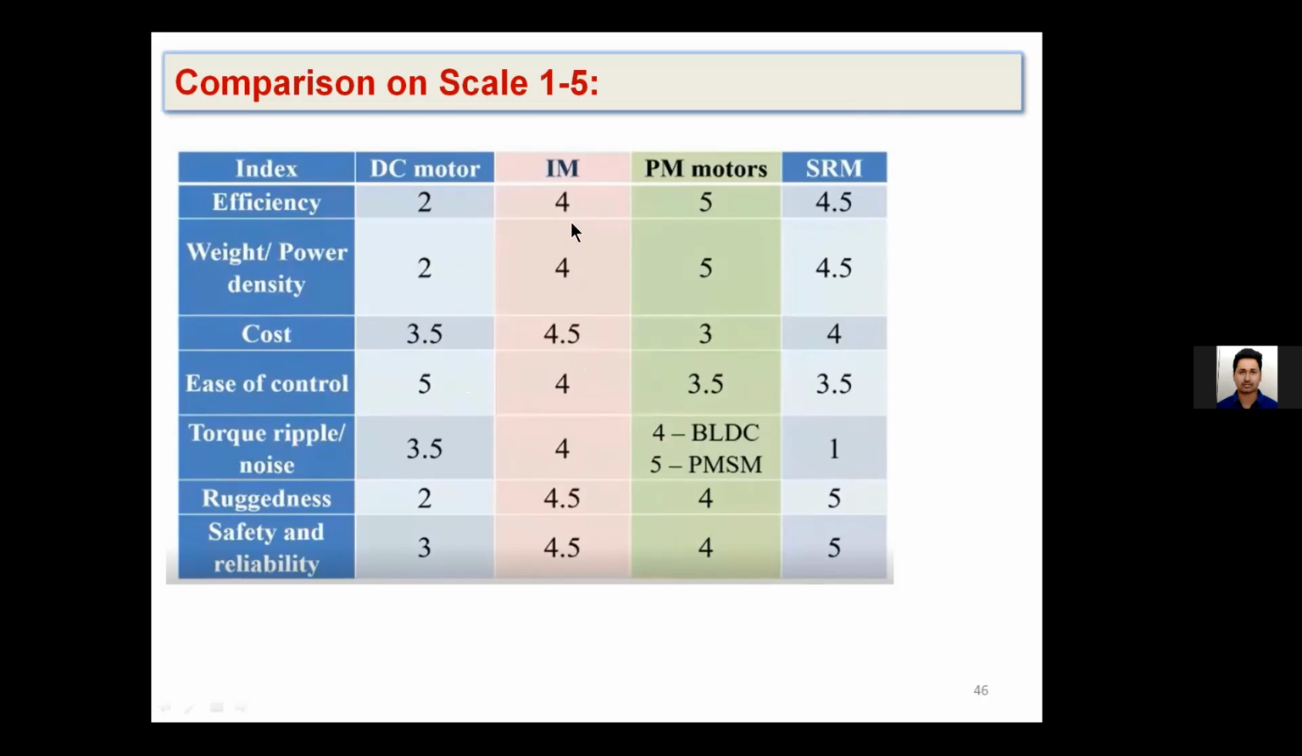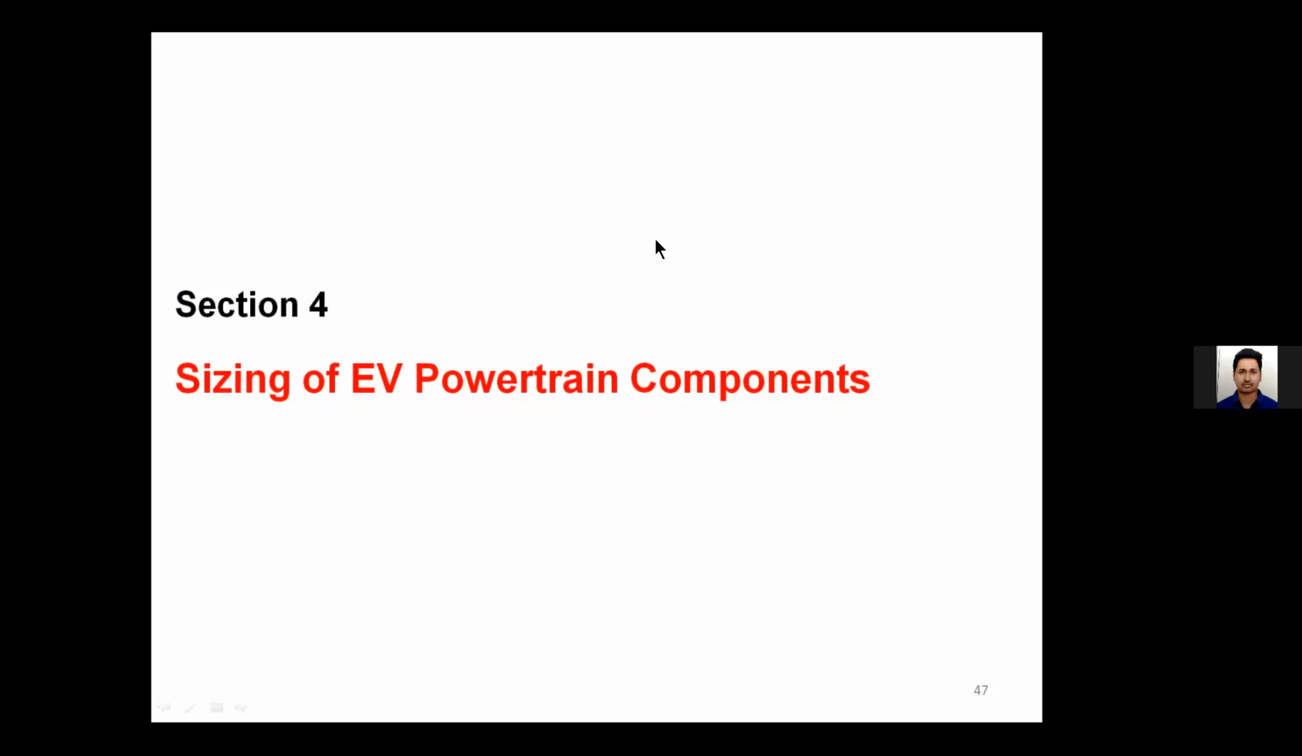Majorly, the induction motor has better characteristics in terms of all the performance matters. Similarly, PM motors also. So that's the reason these two, induction motors and permanent magnet motors, are mostly getting popular for EV applications. In permanent magnet motors, again we have BLDC and so on.